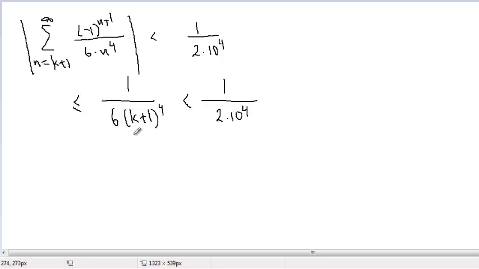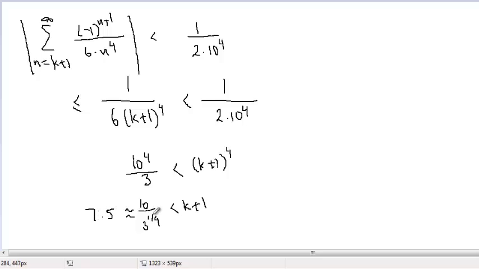And again, when we do cross multiplication, we see that we want to keep 10 to the power of 4 divided by 3 less than k plus 1 to the power of 4. If you want, we can take the 4th root of both sides, so we get 10 divided by 3 to the power 1 over 4 has to be smaller than k plus 1. So my goal is to choose the smallest such k. And again, you can use a calculator to approximate this value. When you use your calculator, you will see this number will be roughly 7.5.